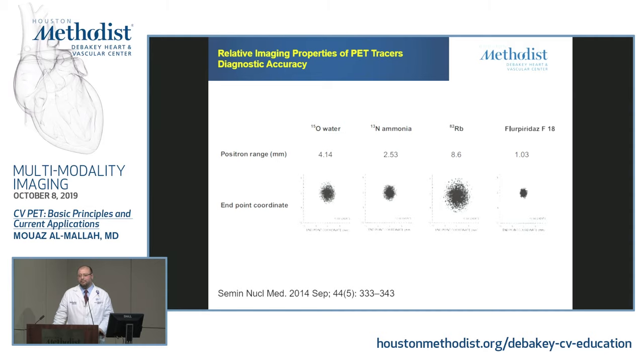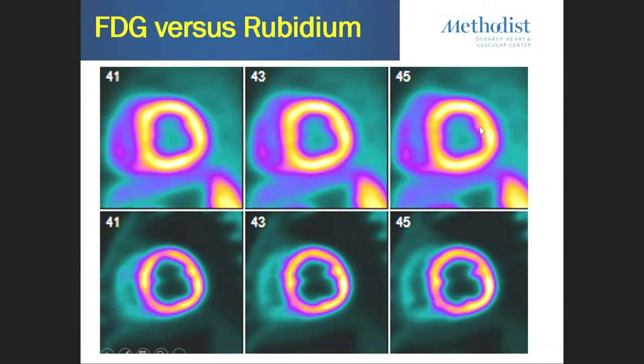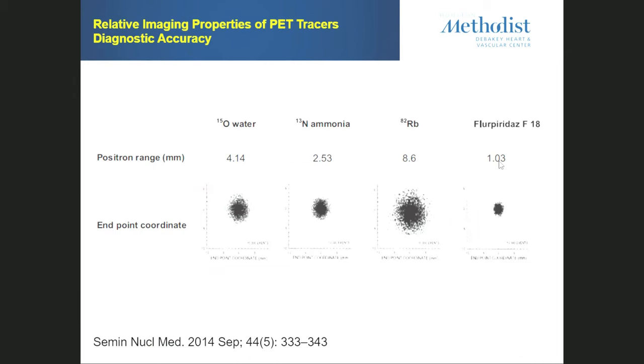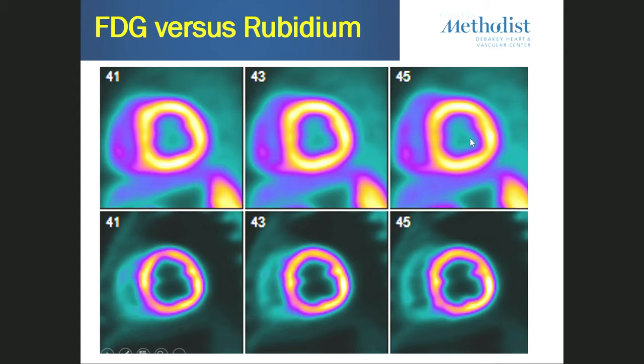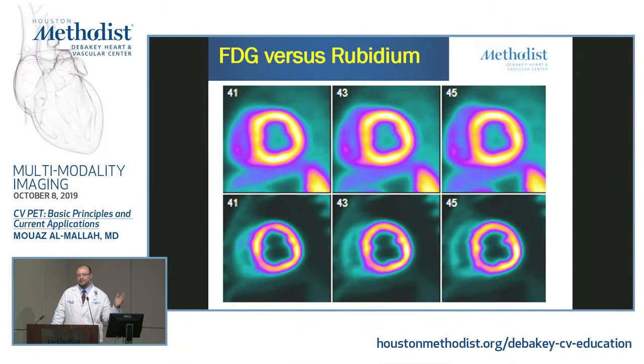Now, how does that impact image quality? I'll show you the first one, a patient we did a few weeks ago. On top, you see rubidium. You cannot tell the full details. You can see the RV, but these are zoomed-in images, and you cannot tell the details of the myocardium. But here, this is an F18 agent, and you can even see the details of the myocardium. You can even see the papillary muscles in there. So the difference between 8.6 and 1.03 is very different. It results in a difference in appearance. Now, does that impact diagnostic accuracy? At least so far, there's not strong data to say that it is different from ammonia PET.